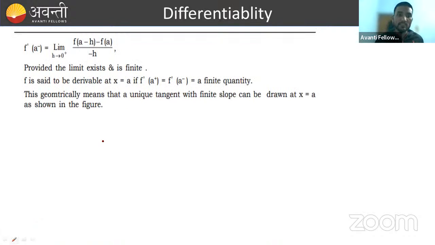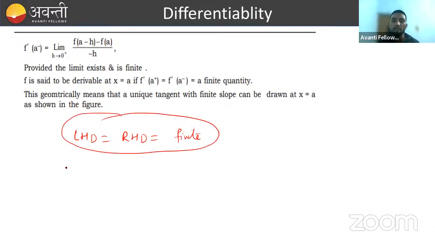So if LHD is equal to RHD is equal to a finite quantity, then we can say that the function is differentiable at x is equal to a. This is also called f dash a minus, this is f dash a plus. Okay, so these are the basic formulas that you need to see.